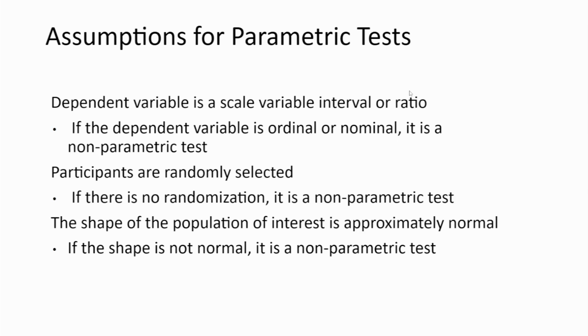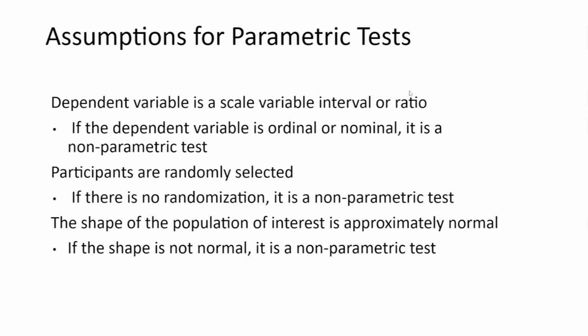Okay. So, if it is a number, not number as a name, number as scalar data, scalar or interval, then we call it interval or ratio data. If the dependent variable is nominal or ordinal, we take a non-parametric test. Okay. There is no randomization. If you have properly selected them, then it is again a chi-square test. It's again a non-parametric test, not a parametric test, because randomization is very important.